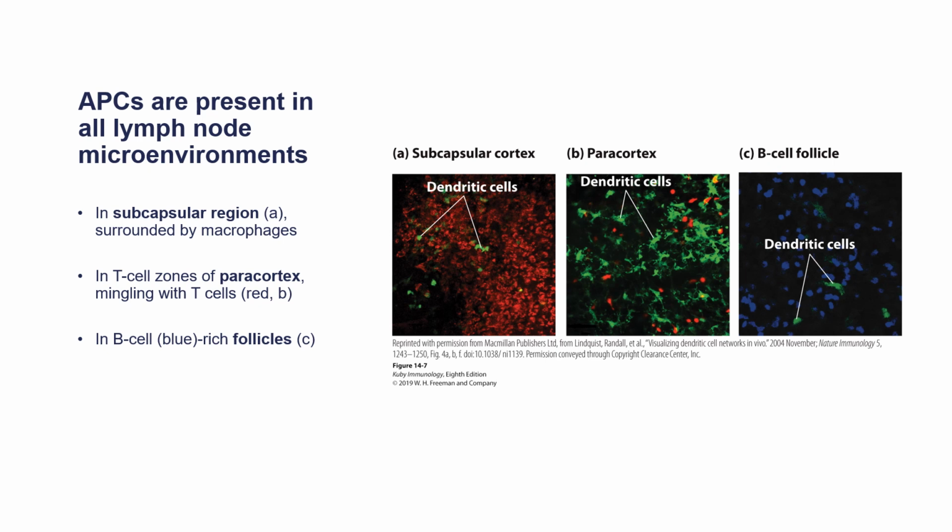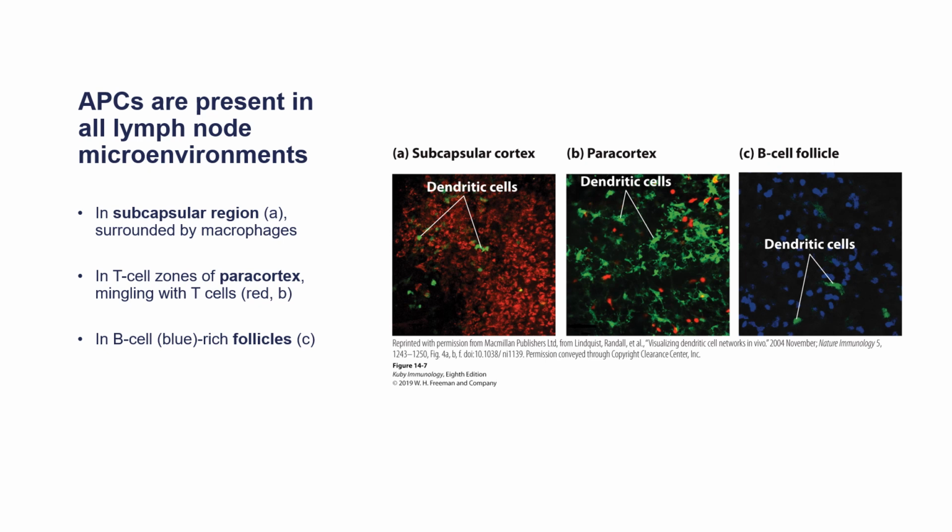So we do see antigen-presenting cells present in all the lymph node microenvironments. So in the subcapsular region, you've got dendritic cells in green that are surrounded by macrophages in red. There's a whole ton of macrophages present in that particular one. In the paracortex region, in the T cell zones, you've got dendritic cells in green interacting with red T cells.